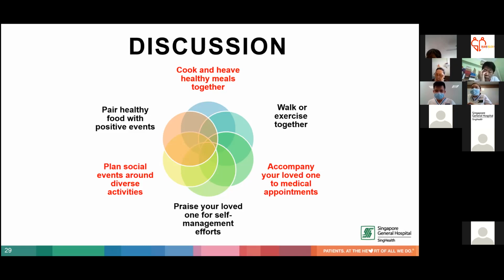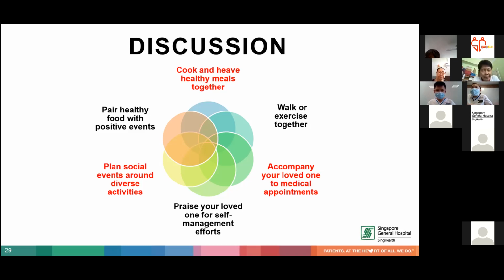The third point is to accompany your loved ones to medical appointments, because through accompanying them, you are able to understand the progression. Has it got better, or does it require a bit of improvement? And these are important support for your loved ones who may have this condition.